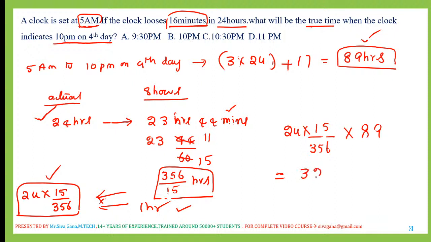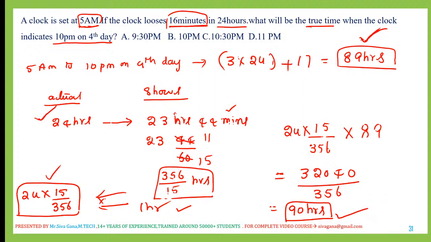The numerator is 32040 divided by 356, which is exactly 90 hours. I got exactly 90. But it is showing 89 hours, while actual completed is 90 hours.